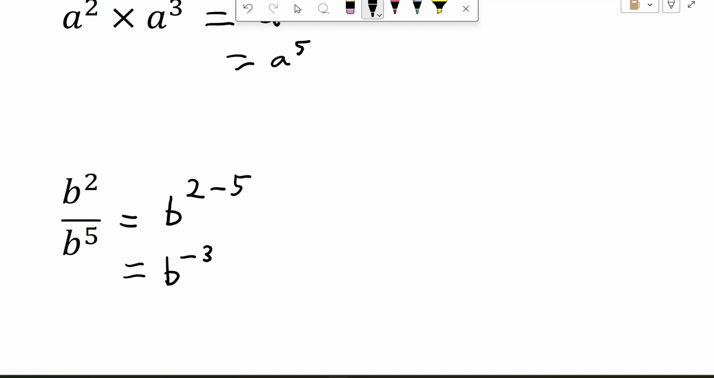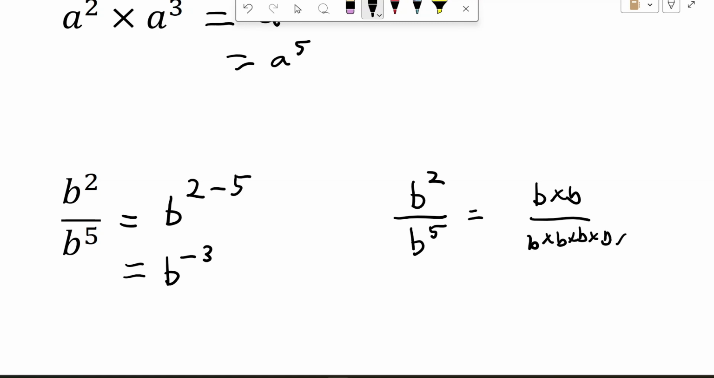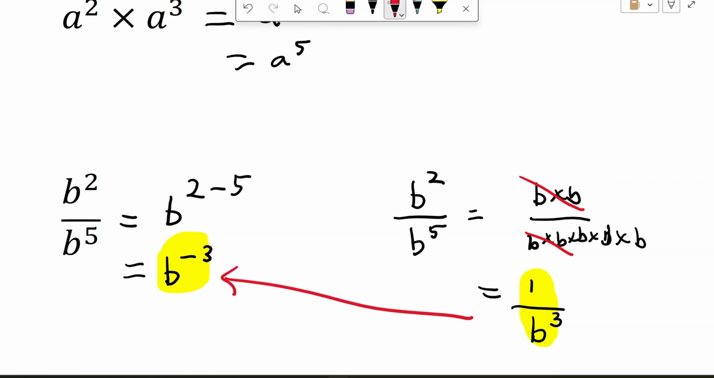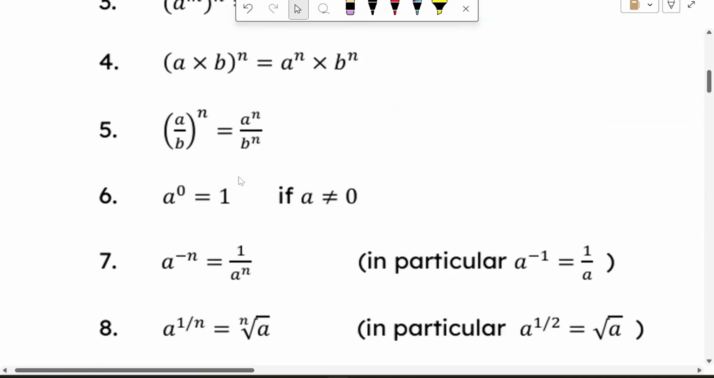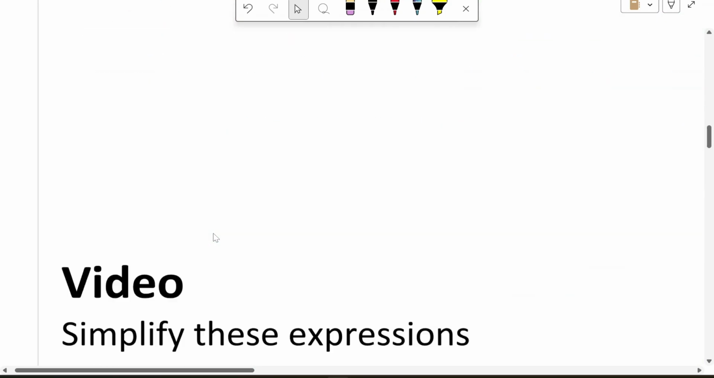One other way you can look at this is you can look at b squared over b to the 5, and you can imagine it like this. So you've got b times b over b times b times b times b times b. And what do you know? The two b's on the top will cancel off with 2 on the bottom. So you'd be left with 1 over the top and b cubed over the bottom. Now you might be wondering, are these two things equivalent? It turns out that yes, those two things are equal, and that is another one of our index laws. It's actually this one right here, number 7.